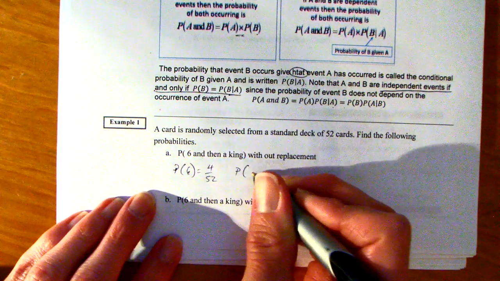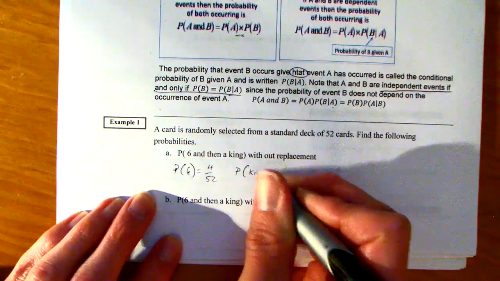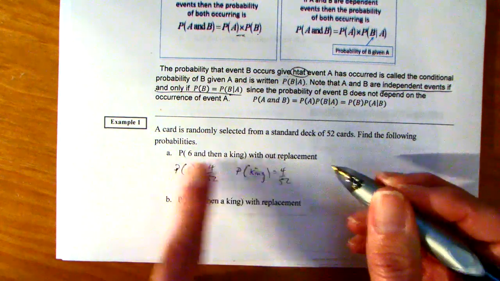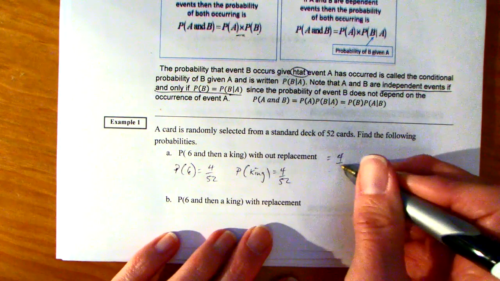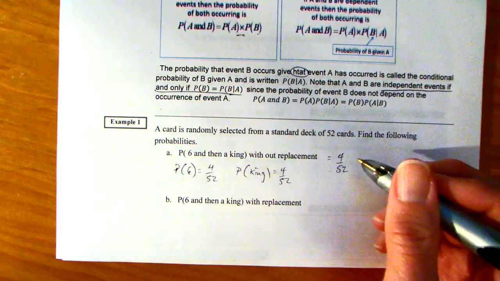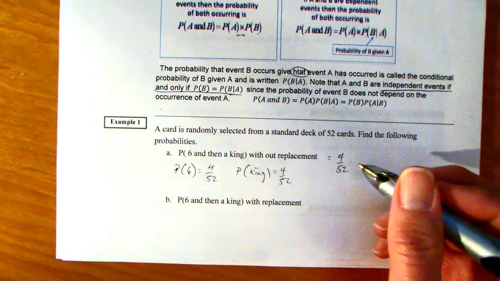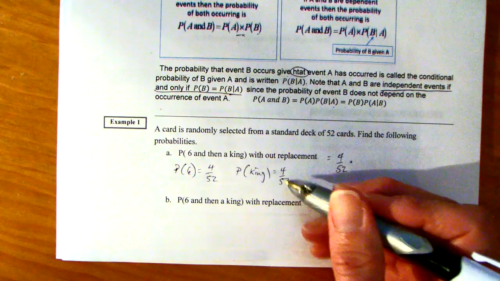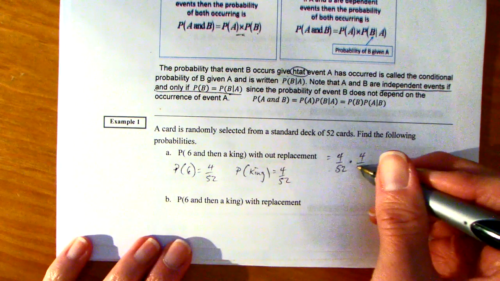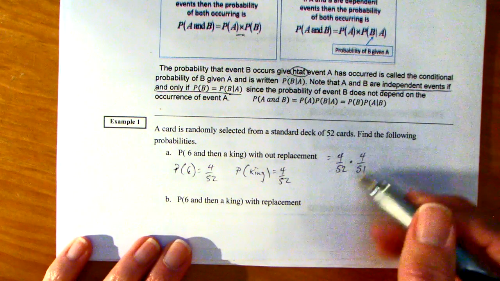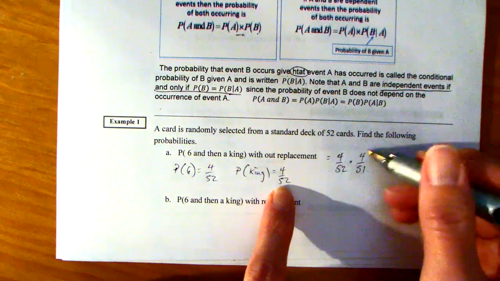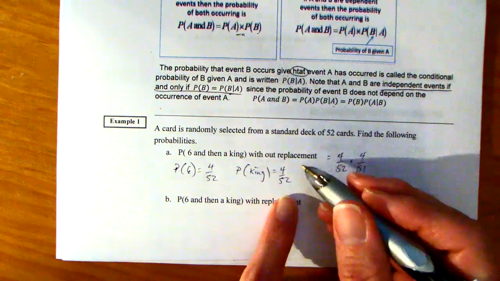And the probability of getting a king is also 4 out of 52. So what's the probability of doing one and then the next one? You're going to have 4 out of 52. But once you take that 6 out of the deck of cards, how many cards are left? 51. So the probability of getting a king, given a 6 was pulled out, is 4 out of 51. So this is a dependent event because the probability of a king was changed, because that was without replacement.